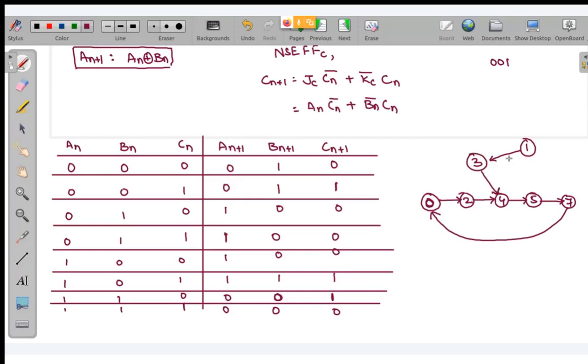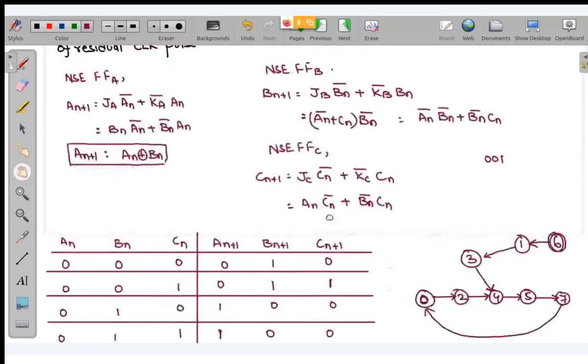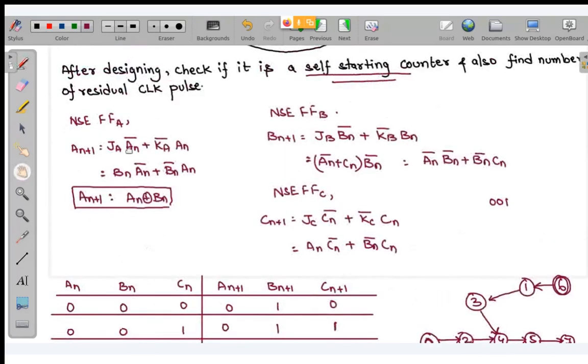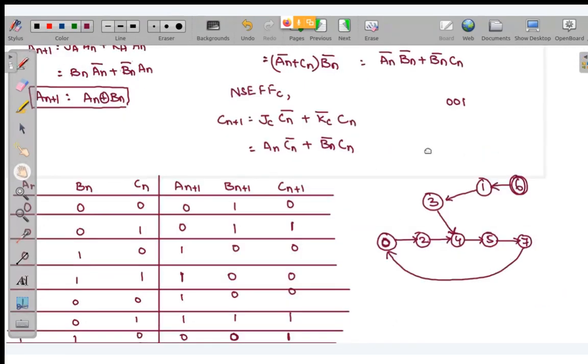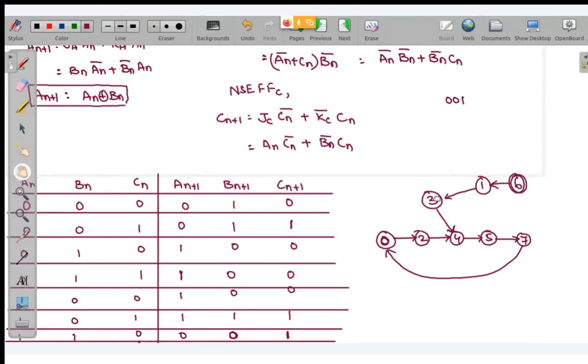Okay, so there was one more missing state. It was 6. So when we are at 6, we are going to 1. So if by chance our counter starts at 6 or at 1 or at 3, you can see even then it will go into the counting state. So 6, 1, 3 are all unused states. But even if we initialize this counter with this next state equation from one of the unused states like 6, 1 or 3, we are going into the used state.